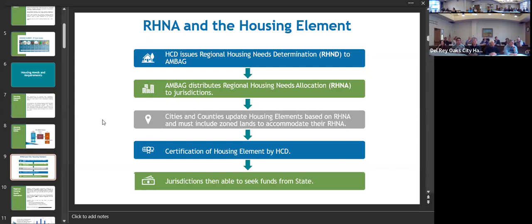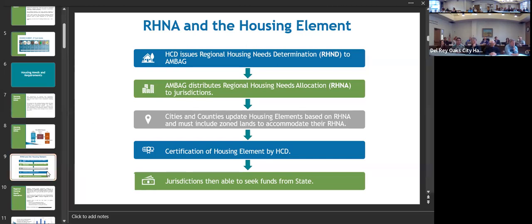The regional housing needs allocation is bifurcated among the different cities within our area. AMBAG, which most people know, includes Santa Cruz and Monterey County. Once they bifurcate that, the cities may or may not accept it, but that comes down to what housing needs the city has been allocated under the RHNA.